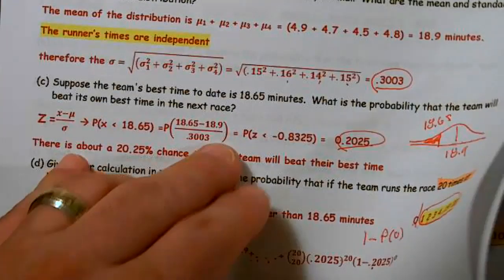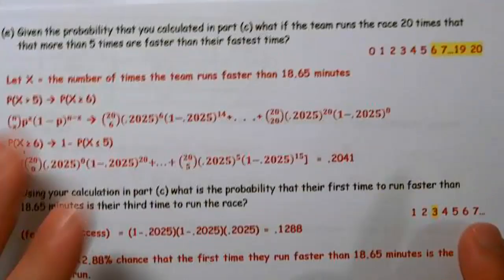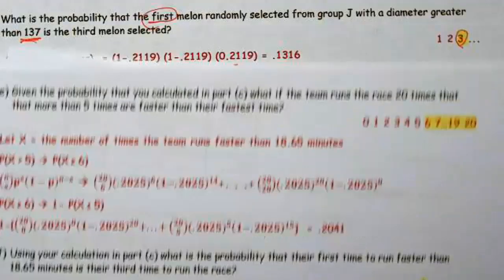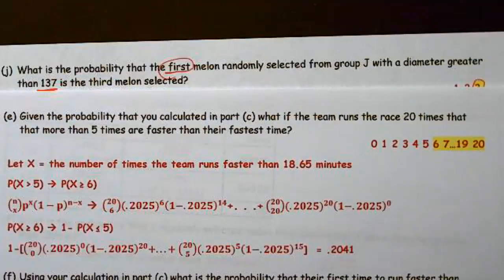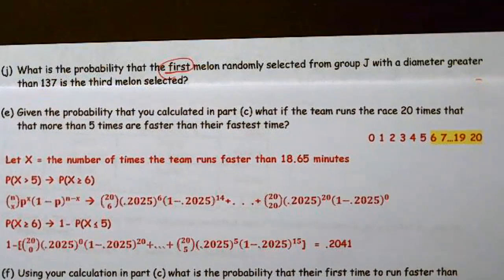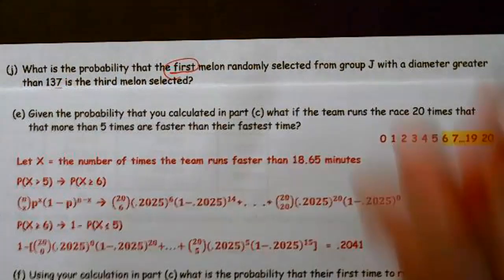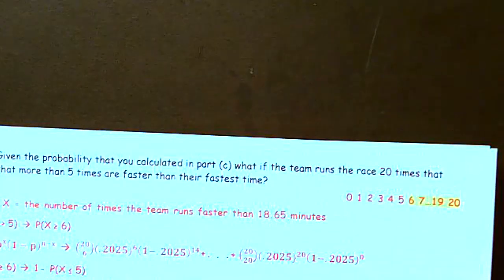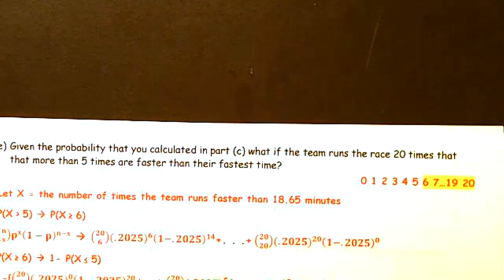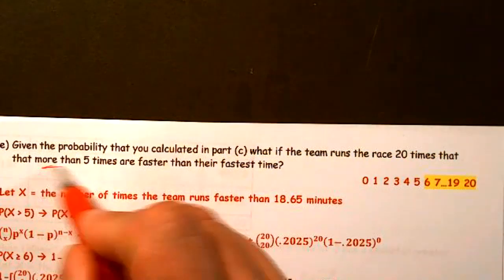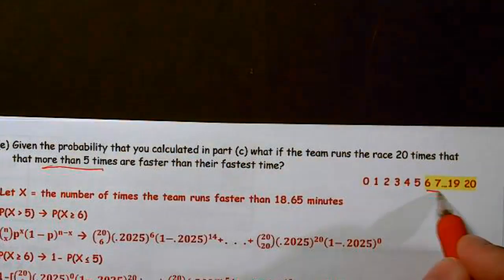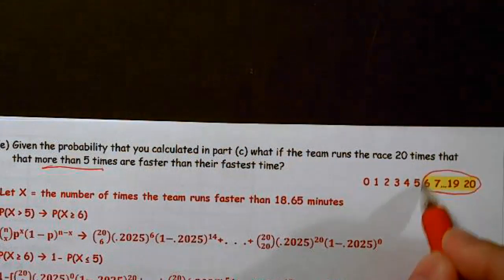All right, moving on to the next part of this problem, because it's long. Part E. Given the probability that you calculated in part C, what if the team runs the race 20 times? What's the probability that more than 5 times are faster than its fastest time? So we're going to run this thing 20 times, and I want the probability that more than 5. Well, more than 5 would be 6, 7, 8, 9, all the way up to 20.